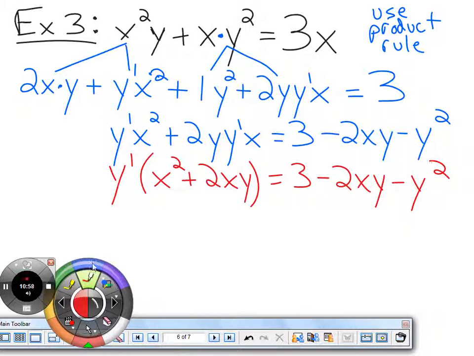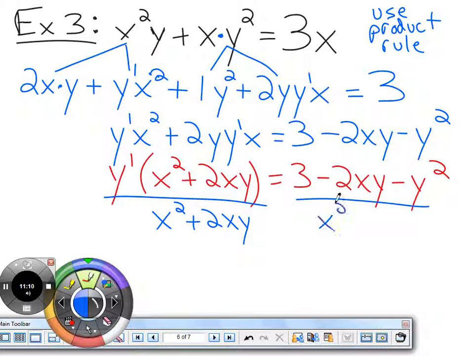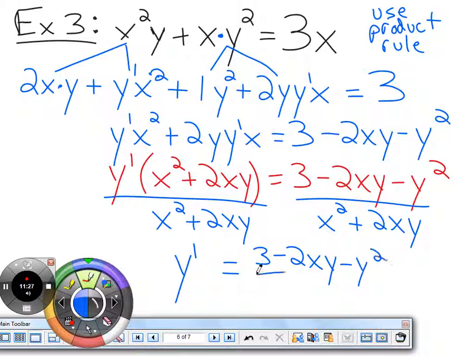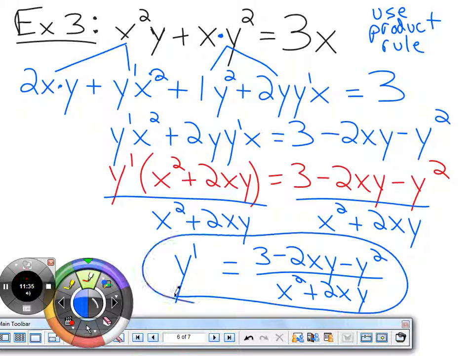And last thing is just to divide by this quantity here. So x squared plus 2xy. Okay. And that will isolate the y prime, and that will be your answer. So y prime equals, and then you can just rewrite this right side again. And that should be good. We'll get you going on implicit differentiation.